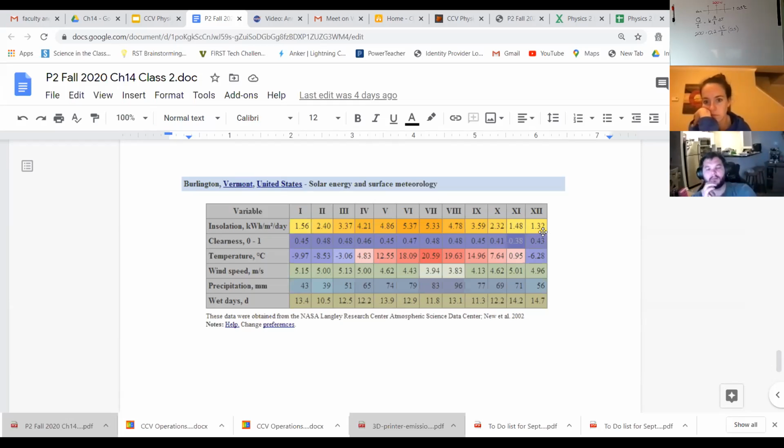So the highest value we have is 5.37. And if I compare that to 1.32, that means that we only have 1/4 the total amount of solar energy in December than we do in June. Wait, did I say this was good news? All right, we're going to get there.